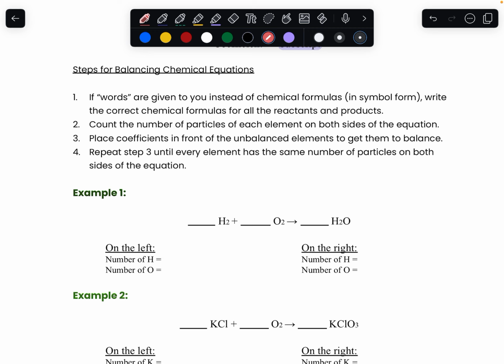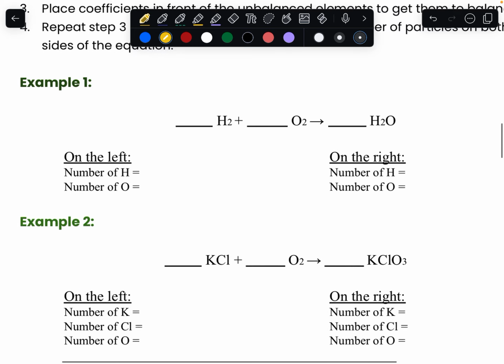And then finally, place those coefficients to make sure unbalanced elements are in balance, and repeat this process until you're done. Okay? So let's take a look at this first one involving H2O to see if we're good on this process.